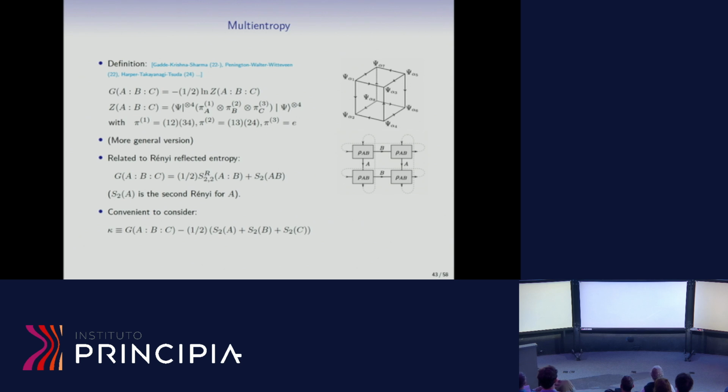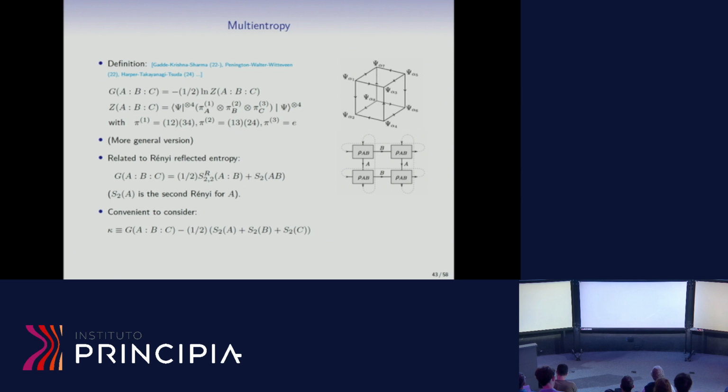But just before doing this, I'm going to consider this particular combination. I define this quantity G_ABC using this diagram, but I subtract the second Renyi entropy for regions A, B, and C. In analogy to topological entanglement entropy, this can cancel the area-law type terms, and then this is a convenient contribution. I'm dropping all these indices A, B, C and just call it kappa, because I'm only using a particular setup.